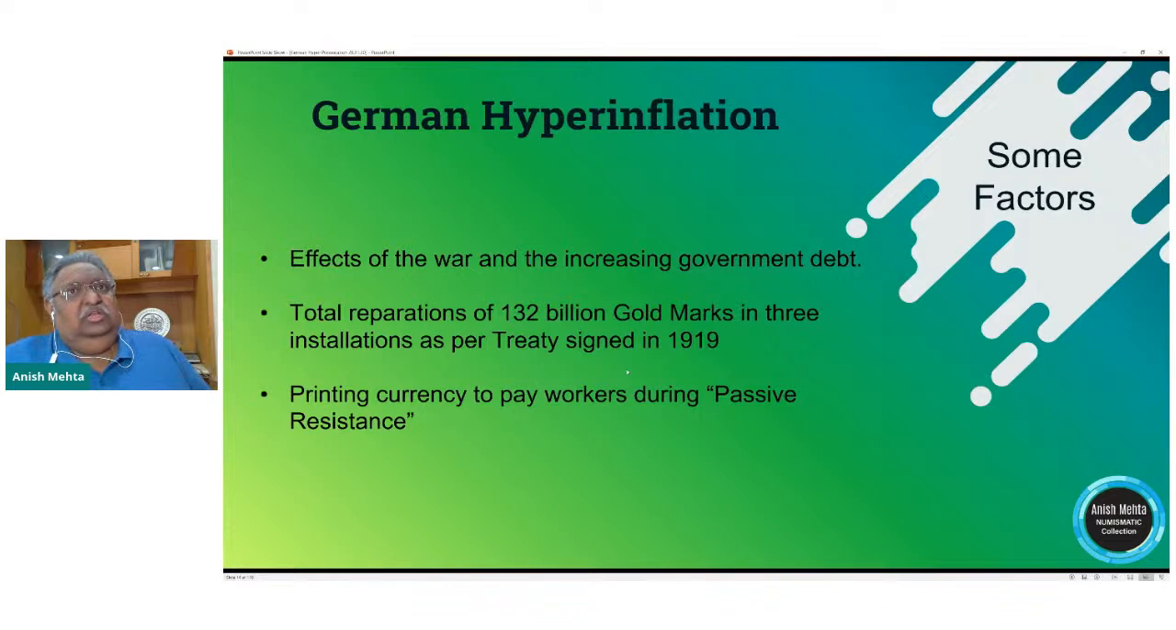Germany then requested their workers to have what is known as passive resistance to this situation, but they failed to make payments to the workers and also to the other workers in the rest of the country which were on strike. So they had to print extra currencies to make payments to these workers. And that is when the currencies which were printed started multiplying several folds. This led to the hyperinflation situation in Germany.